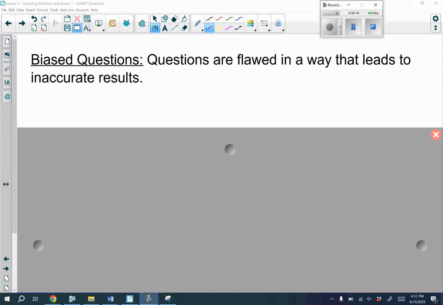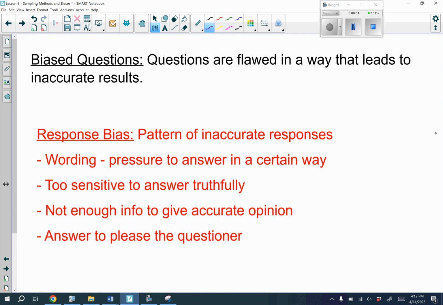The last thing we're going to talk about is biased questions. So questions are flawed in a way that leads to inaccurate results. Let's talk about what are the different ways that we can see this. Once again, if you need to pause the video to write this information down, make sure you do that.